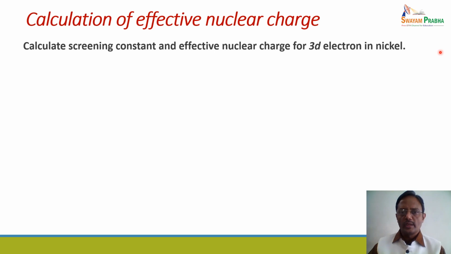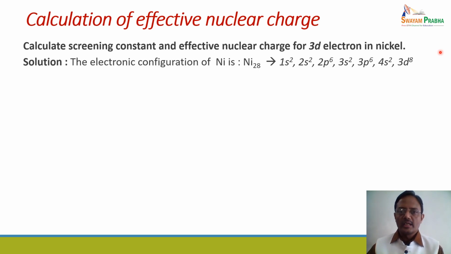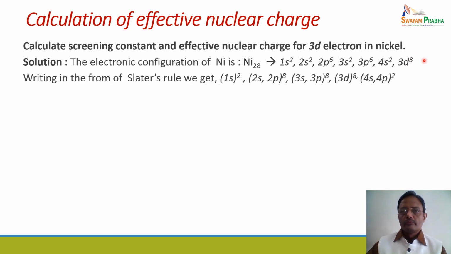Now, in case of a 3d electron, nickel is a d block element with atomic number 28. The electronic configuration will be 1s2, 2s2, 2p6, 3s2, 3p6, 4s2 and then 3d8. Now writing the electronic configuration in the form of Slater's rule, you have 1s, 2s2p, 3s3p, 3d and 4s4p.